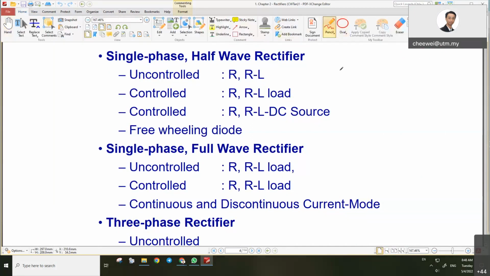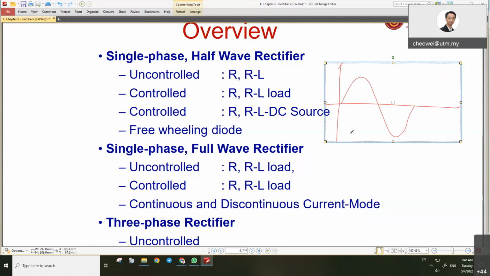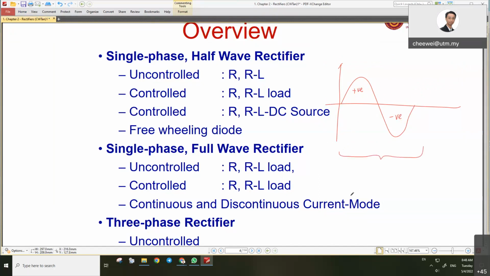Anyone have seen the sine wave before? Sine wave looks like this one. So one full cycle, you have the positive half cycle and the negative half cycle, right? So full wave means what? Consider the full cycle. So that is full wave. Half cycle, only half wave. So this is half cycle, and that is full cycle, one full period. This full wave is for full cycle.